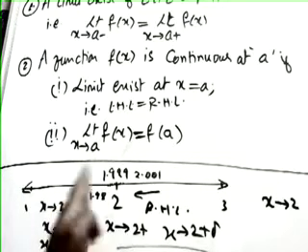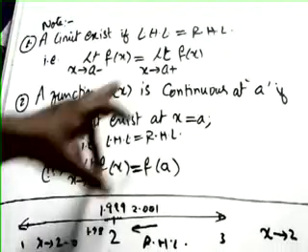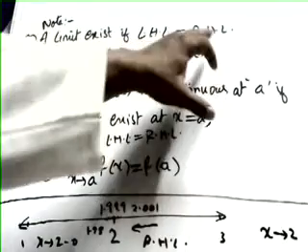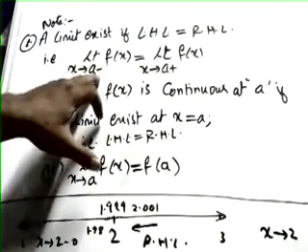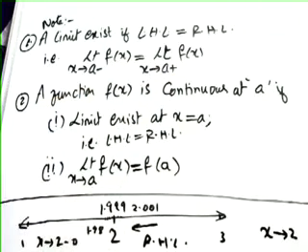Okay, so the limit exists only if both values are the same. Watch carefully. A limit exists if the left hand limit is equal to the right hand limit. So limit extends to a minus and limit extends to a plus, if both values are the same, then we say the limit exists at x equals to a.